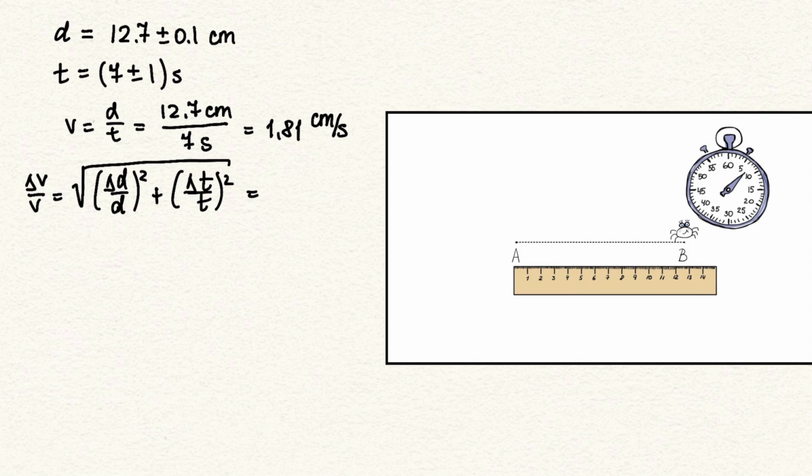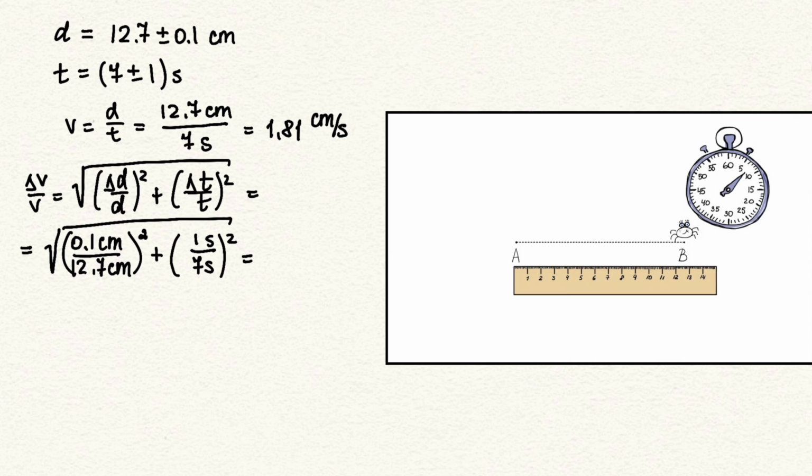And now I can plug in my numbers. So uncertainty in distance is 0.1 centimeter divided by 12.7 centimeters. And you can see that I have centimeters in numerator and denominator, so this value is unitless. And that's what I want because this is a relative uncertainty. And we'll do the same for time. It's 1 second divided by 7 seconds square root. And I get 0.143. And this value is unitless.